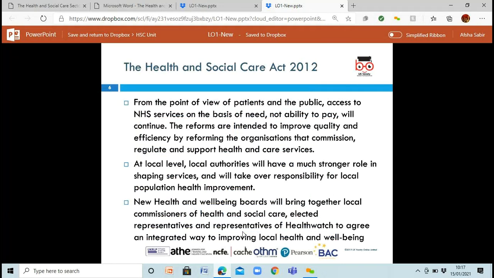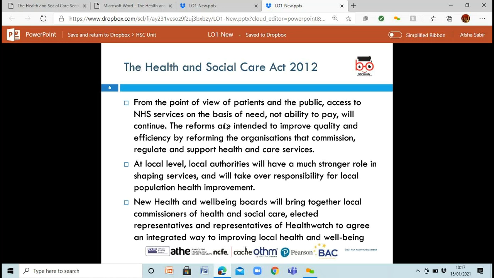So now we have got the Health and Social Care Act of 2012. Now we're going to go through these, and the following is going to show us some responsibilities that are covered within this act. So I might just read through a few points on here. From the point of view of the patients and the public, access to the NHS services is given on the basis of need. It's not about having the ability to pay for it, because as you know, in some countries, for example America, you're going to have to pay for every single health service that you need, but obviously within the NHS, that's not the case.